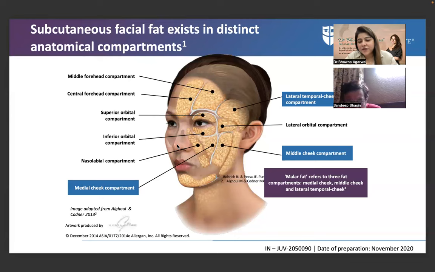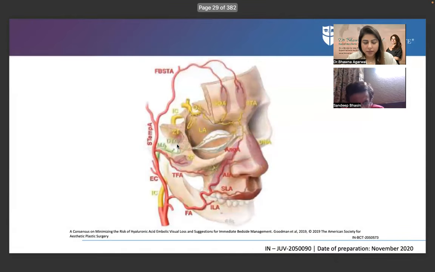So malar fat refers to the three fat compartments: the middle cheek, medial cheek and lateral temporal cheek. Okay. This is the facial artery anatomy. Do you want me to go through this slide? No, I'm aware of it.